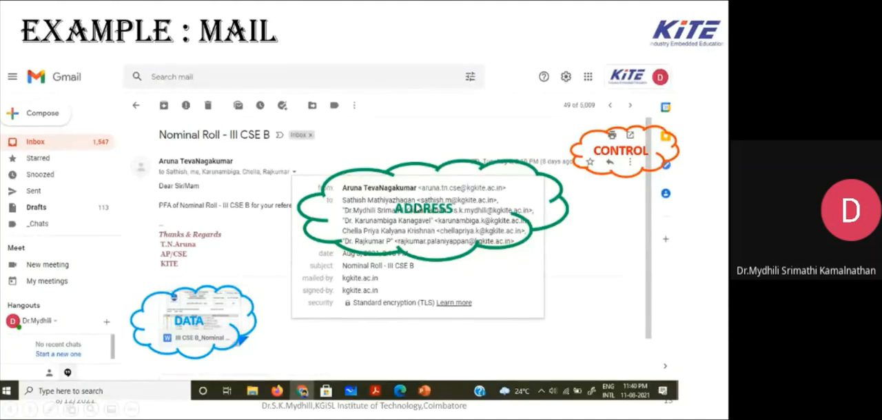Okay, so how is this carried? This is the address. So where is the source? This is the source location. What is the destination location? This is the destination location. What is the data delivered? This is the data delivered. And what is the control here? Whenever she clicks the send button, it takes the control and delivers the data. Are you clear? So this is just a simple analogy I can give for the data bus, address bus, and control bus.